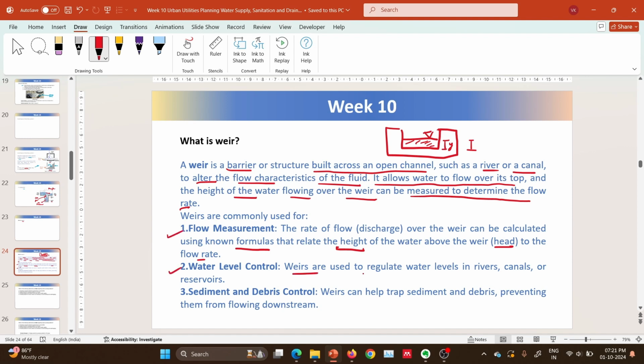Water level control. Weirs are used to regulate flow levels in rivers, canals, and reservoirs. So they can control the water level. Sediment and debris control. If we provide a weir, the sediments cannot pass through that weir and they will be retained before it. So a weir can be helpful in retaining the sediments and preventing them from flowing downstream.